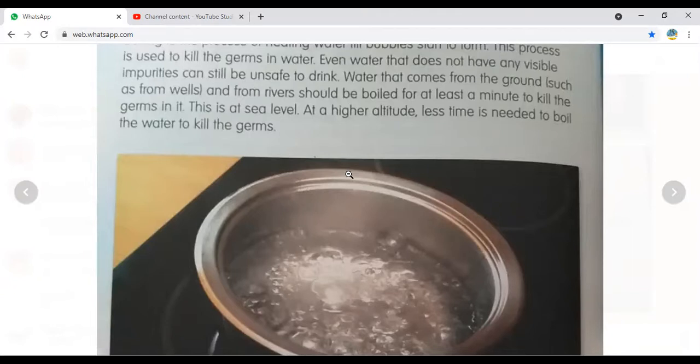Simply, they told in the form of higher altitude, less time is needed to heat the water till the germs are going to die.